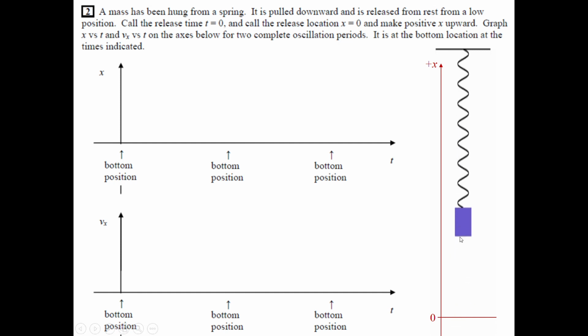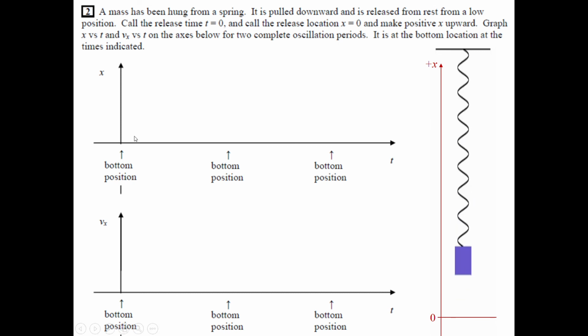So notice when we released it at time t equals 0, the bottom of the mass is at x equals 0 on the x-axis that's here. And positive x is upward in this case. We want to graph x versus t and vx versus t on the axes below for 2 complete oscillation periods. So that means going up and then down and then again up and then down. Show 2 complete oscillation periods.